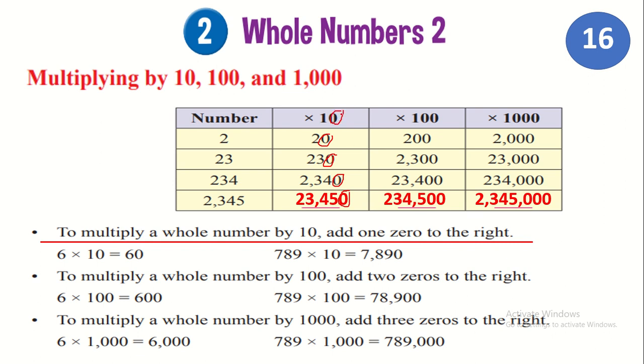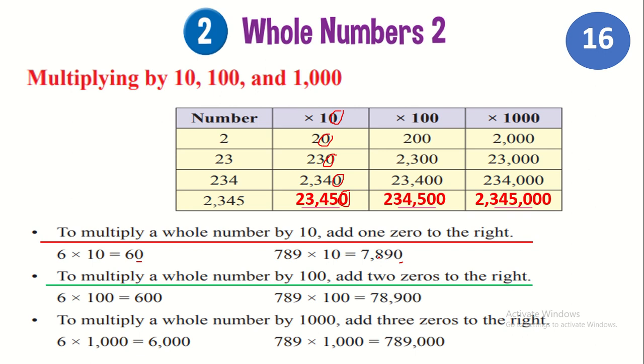Next, 6 times 10 is 60. Add 0, so 6 becomes 60. 789 times 10, you add only 1 zero to the right. The answer is 7,890.